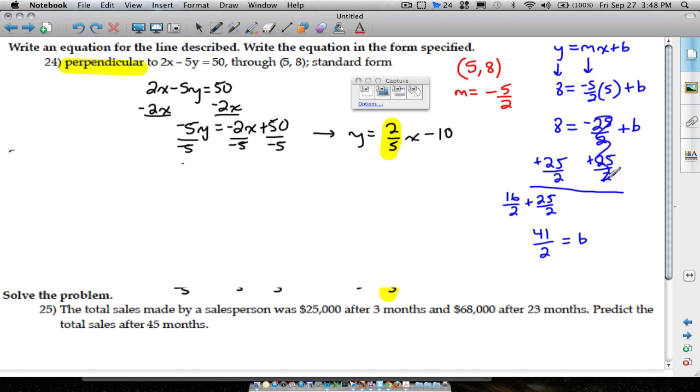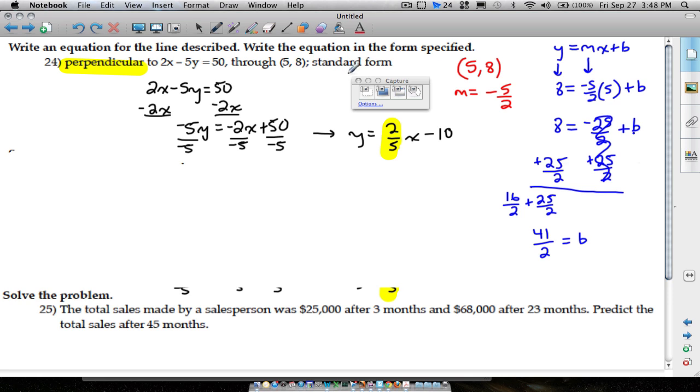Because notice we did get b by itself by doing this. Now, you don't have to show all that work either, but 41 over 2, if you're going to use a decimal, I don't recommend it because we're going to have to use these fractions to help out in a second. But 41 over 2, that's going to be the same thing as 20.5. If you were checking that in the calculator, I don't mind that.